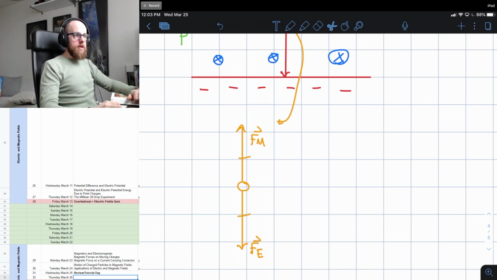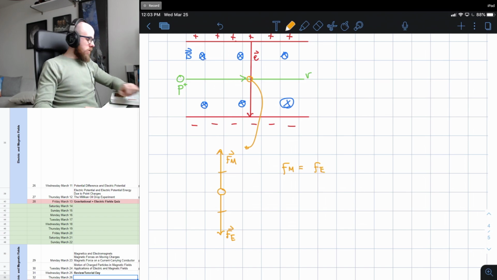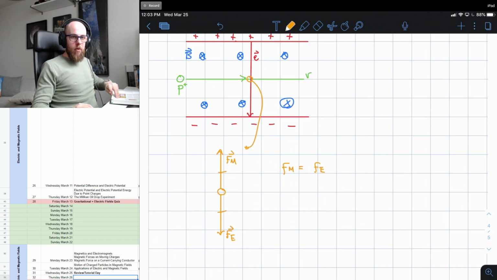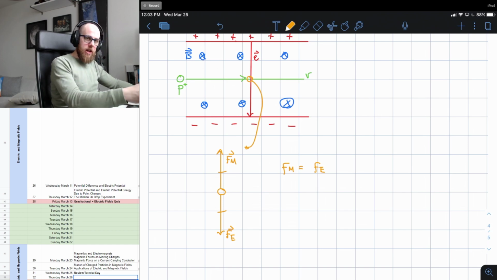So the whole setup with this question is we want the magnitude of Fm to equal the magnitude of the electric force. We know the magnetic field strength, and we know the speed that it travels. We need to figure out what electric field we need. So, just filling in one more step here, and then I'll let you take it from there.